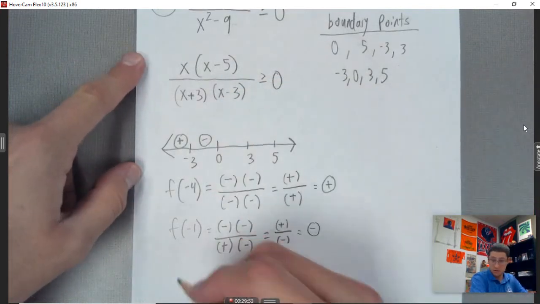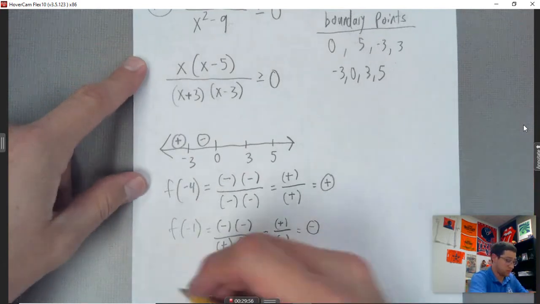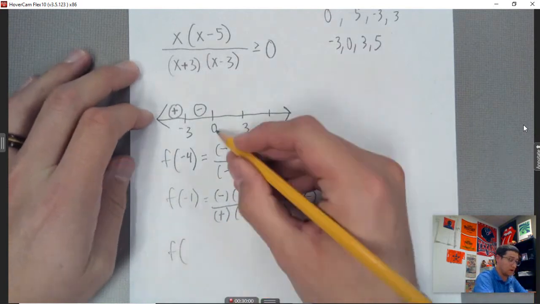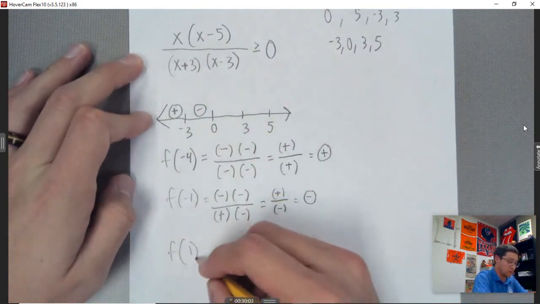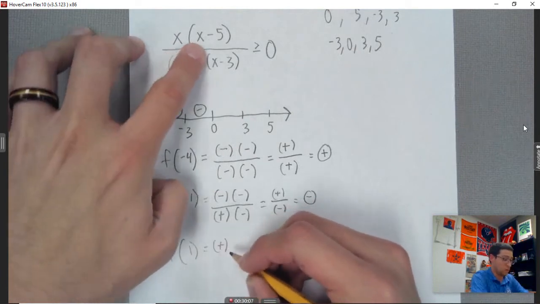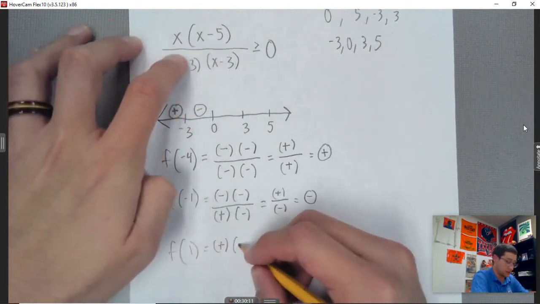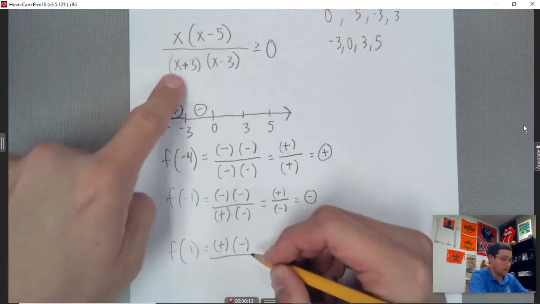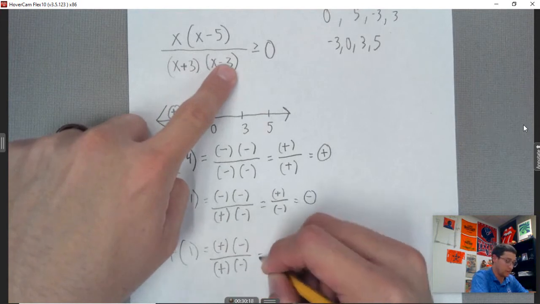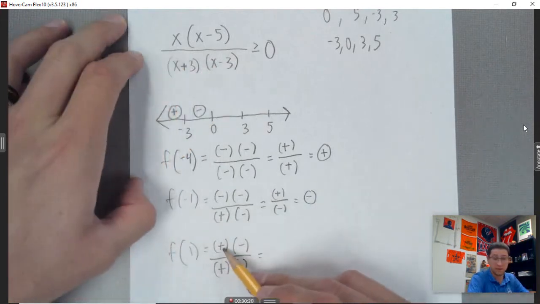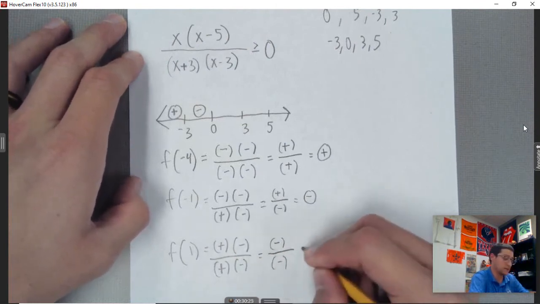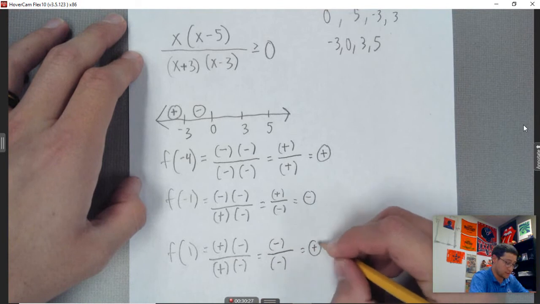Continuing. I'm going to keep going down. 0 is in between 3, so I'll go with +1. X is positive, 1 minus 5 is negative. 1 plus 3 is positive. 1 minus 3 is negative. On top, positive times a negative, that's a negative. Positive times a negative, that's a negative. Negative over a negative, that's a positive.